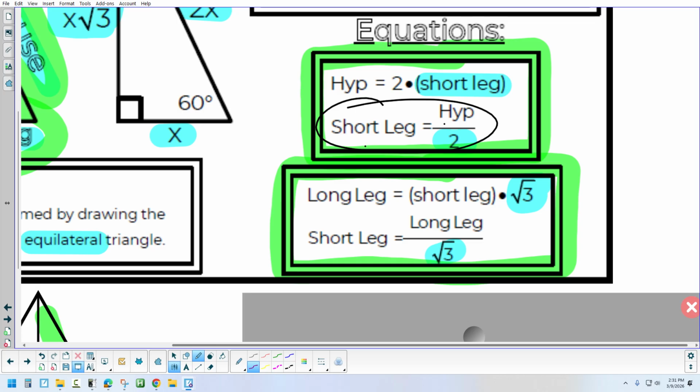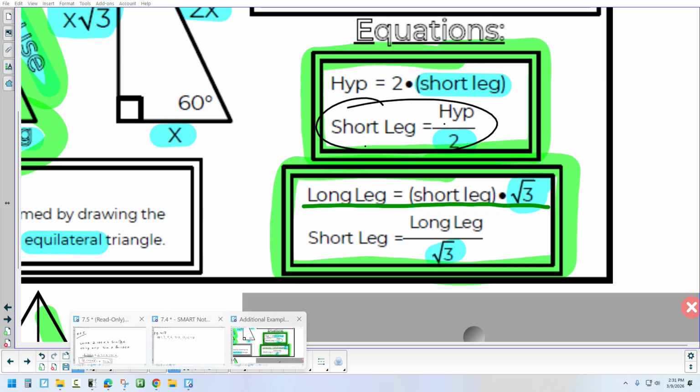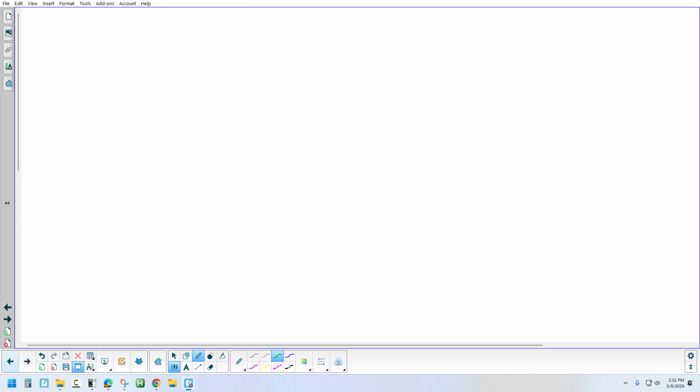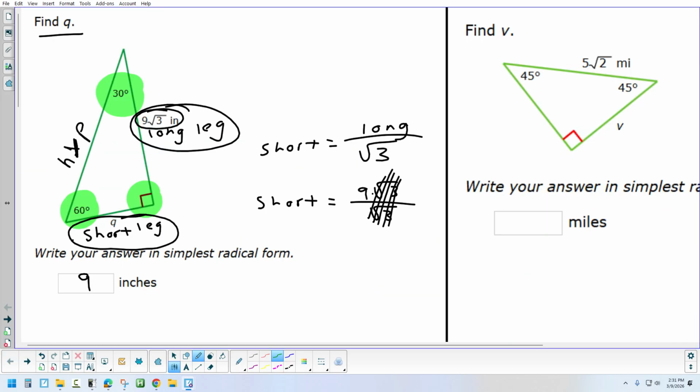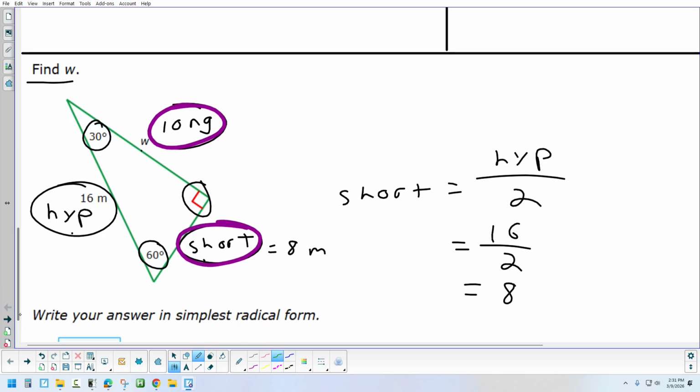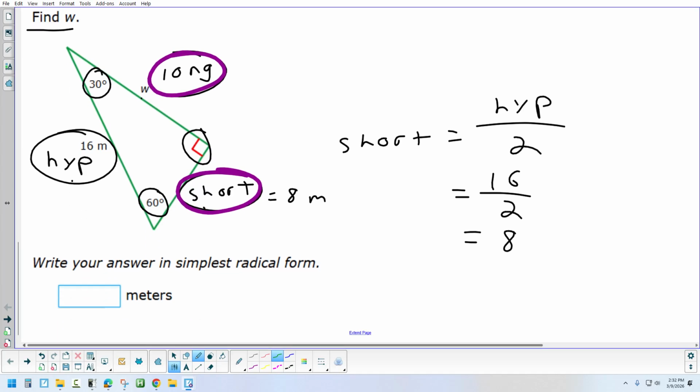The one with the 3. Which box? The top box? Not the bottom. The bottom box, yes. We're trying to find the long leg, so we're going to try this one right here. Long equals short times square root of 3. Okay, let's go back to our problem. Long equals short times square root of 3. You won't have to memorize it. You can just keep flipping your sheet over.